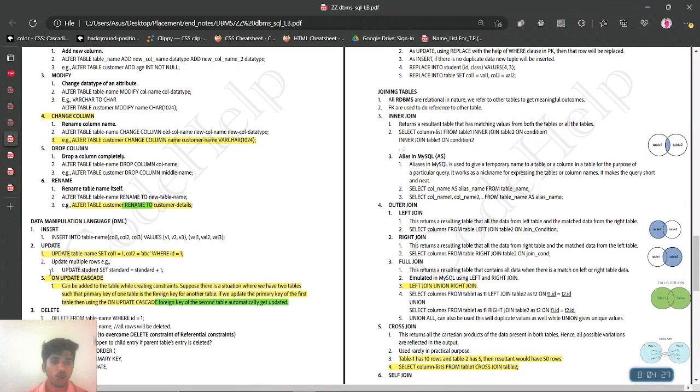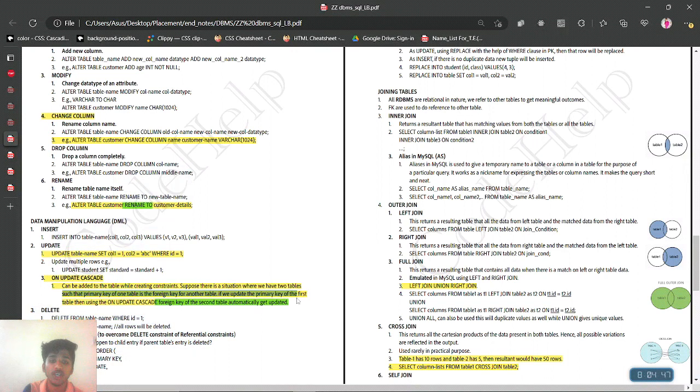On update cascade can be added to the table while creating the constraint. Suppose we have two tables, where the primary key of one table is the foreign key for another table. Now if you want to update the primary key of the first table, then using on update cascade, the foreign key of the second table gets automatically updated. Now this is the most important part.